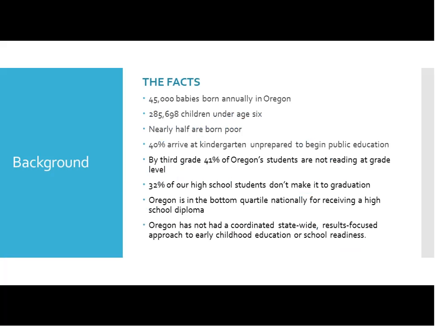In addition, Oregon has not had a coordinated statewide results-focused approach to early childhood education or school readiness, at least not yet. Over the last 2.5 years, a lot of work has been done on the early learning education system, and from this work has emerged a vision for a cohesive early learning system where communities will collaborate, design their own strategies for delivering early childhood services and ultimately share collective responsibility for the same outcomes across the state.